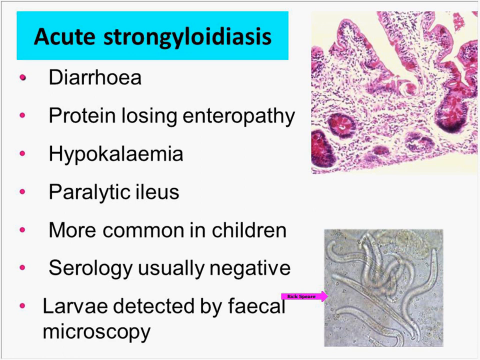I would think if you have children in Indigenous communities with failure to thrive, just looking at the feces for strongyloides, you've got a fairly good chance of diagnosing acute strongyloidiasis.